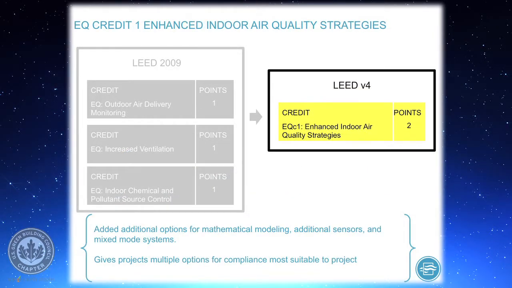The first credit is a consolidation of a couple of the indoor air based credits, now called Enhanced Indoor Air Quality Strategies. So here we've added additional options for mathematical modeling, additional sensors, as well as mixed mode systems. We've also set the credit up in a way where the project team can earn an initial point by doing one of the indoor air quality strategies and then earn a second point by implementing additional strategies, but a little bit more flexibility in terms of what the project team's choosing that makes the most sense for their project.